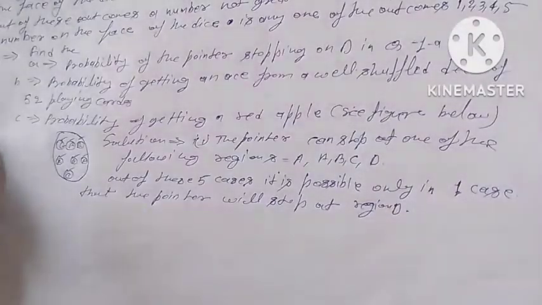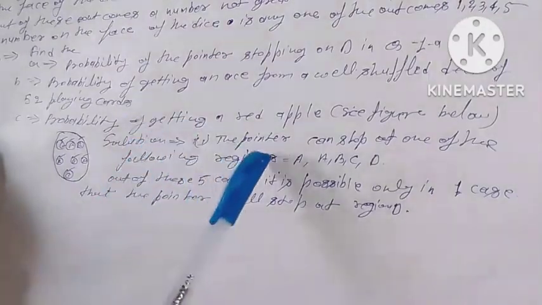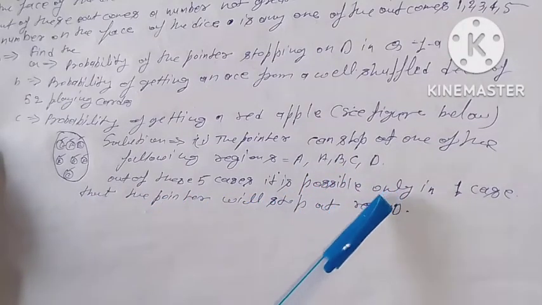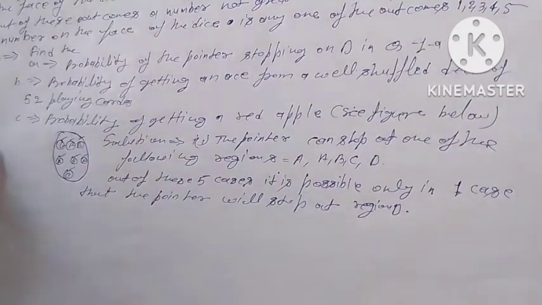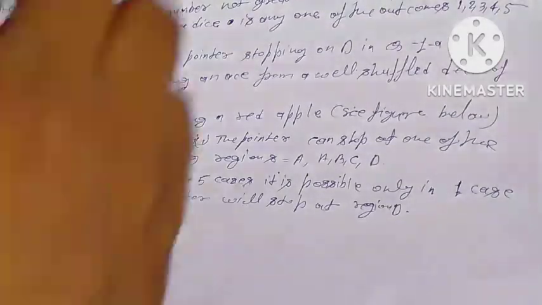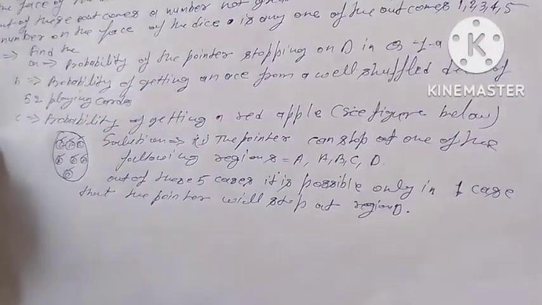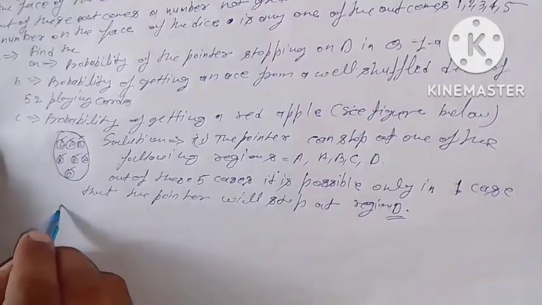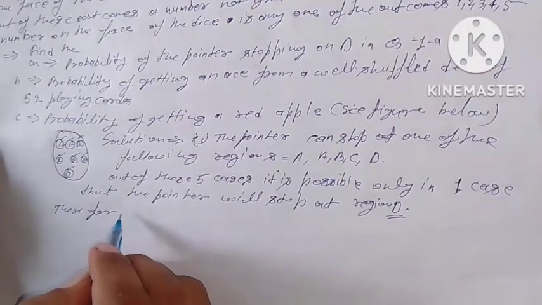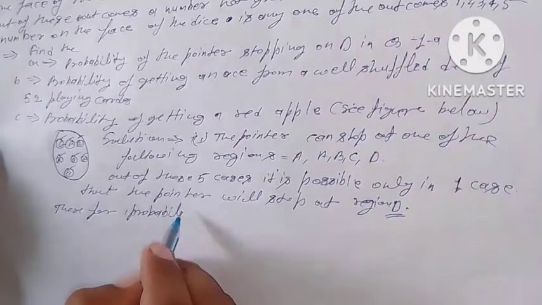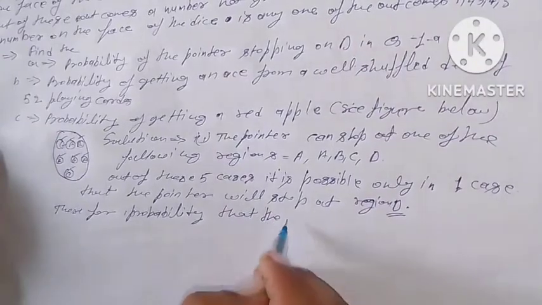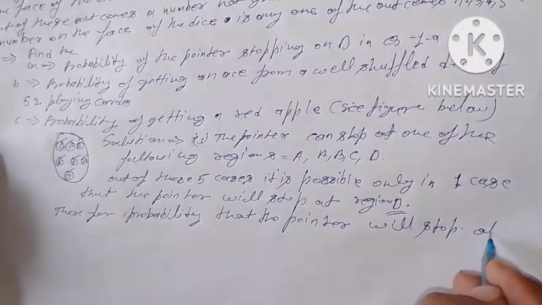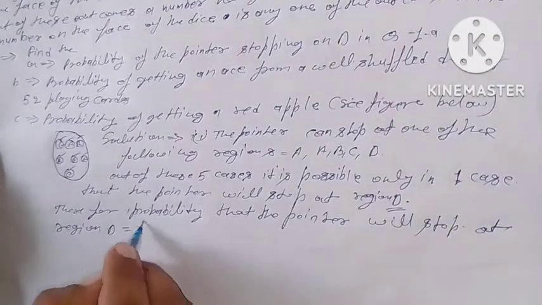According to question first, the pointer can stop at one of the following regions A, B, C, D. Out of these 5 cases, it is possible only in one case that the pointer will stop at region D. Therefore, the probability that the pointer will stop at region D is equal to 1 upon 5.